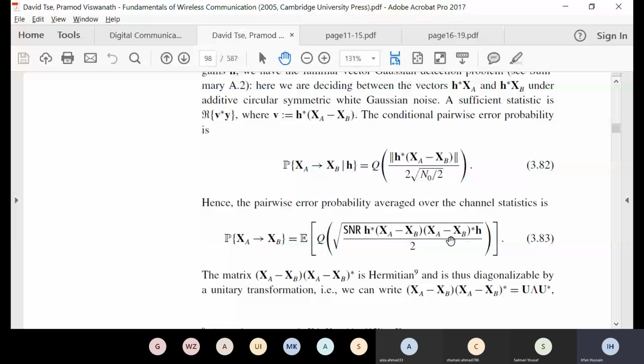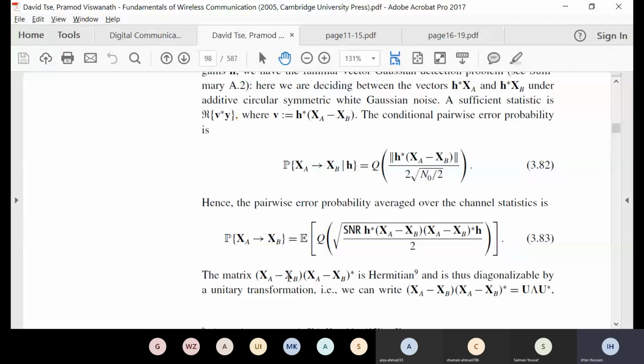Anyone remembers what Hermitian is? Hermitian means conjugate transpose. If you take its Hermitian, it will be the same matrix. Because you take its conjugate, this goes here, this goes here, this becomes H, which is this, and this becomes HH, cancels HH and becomes this. So this is a Hermitian matrix.